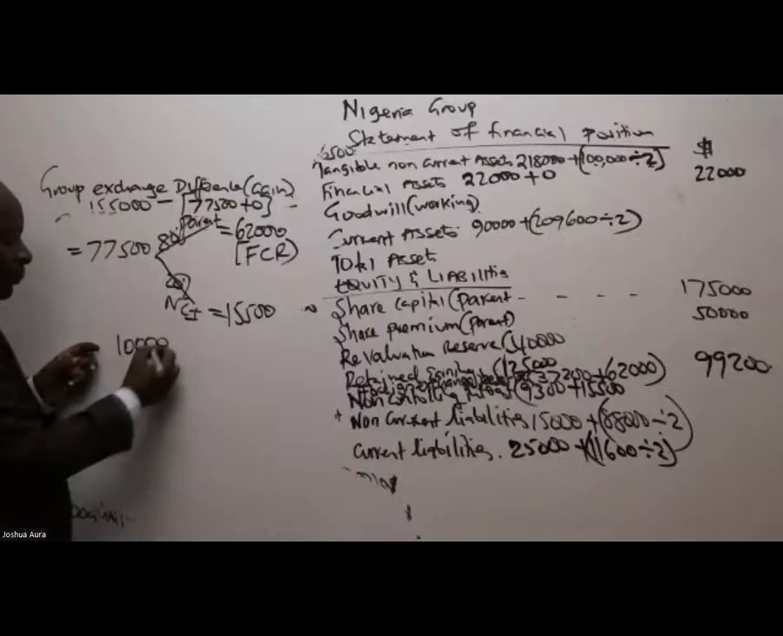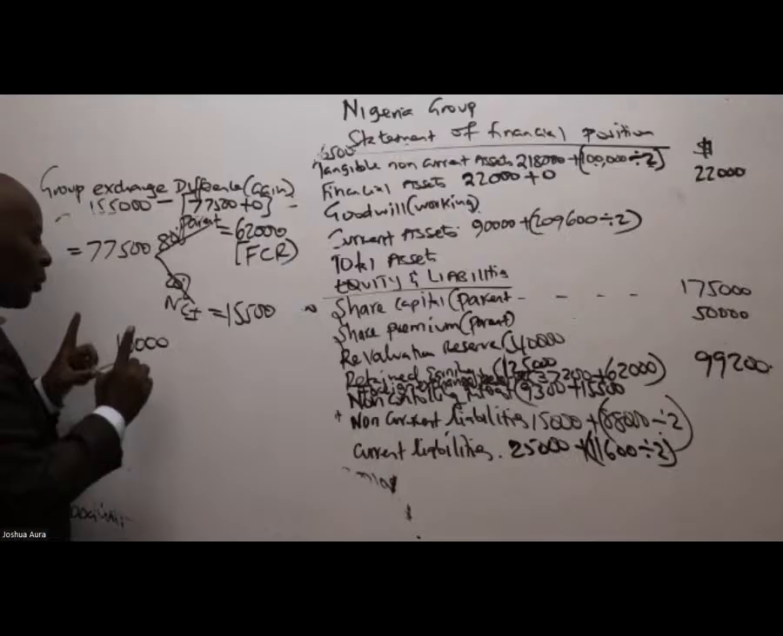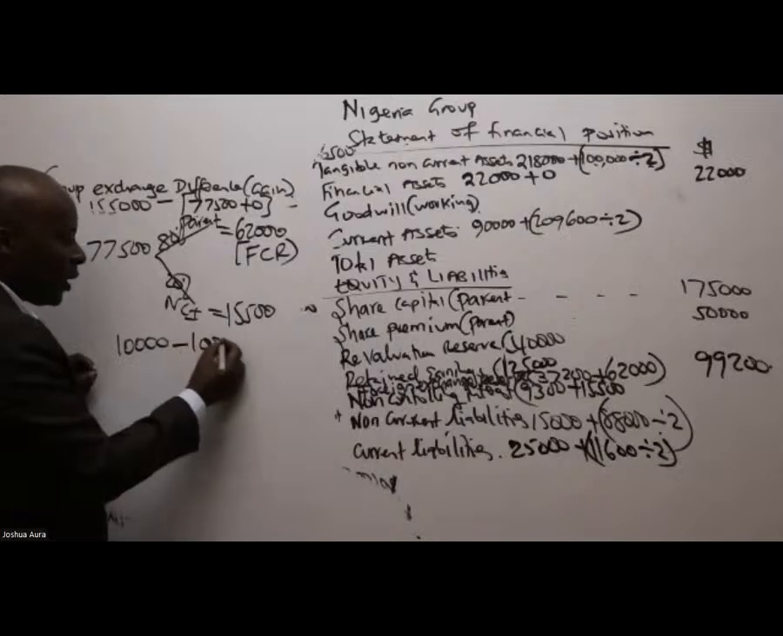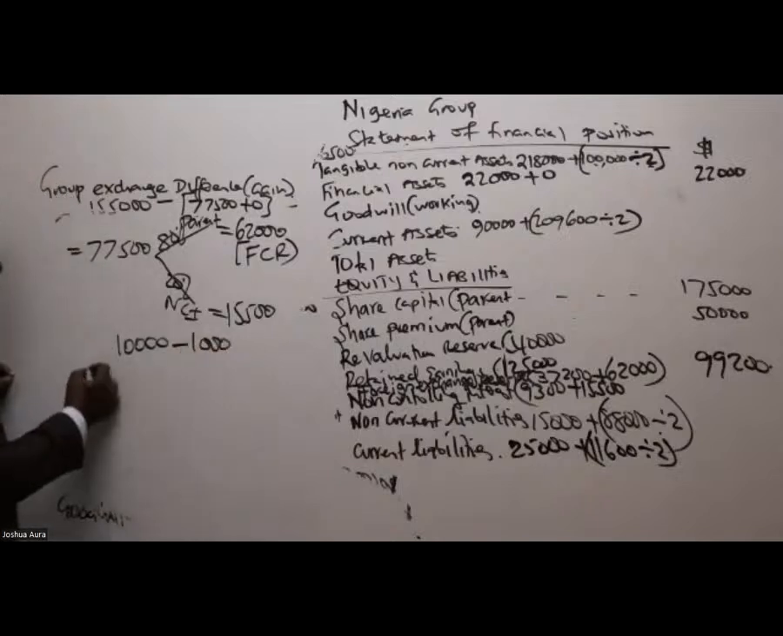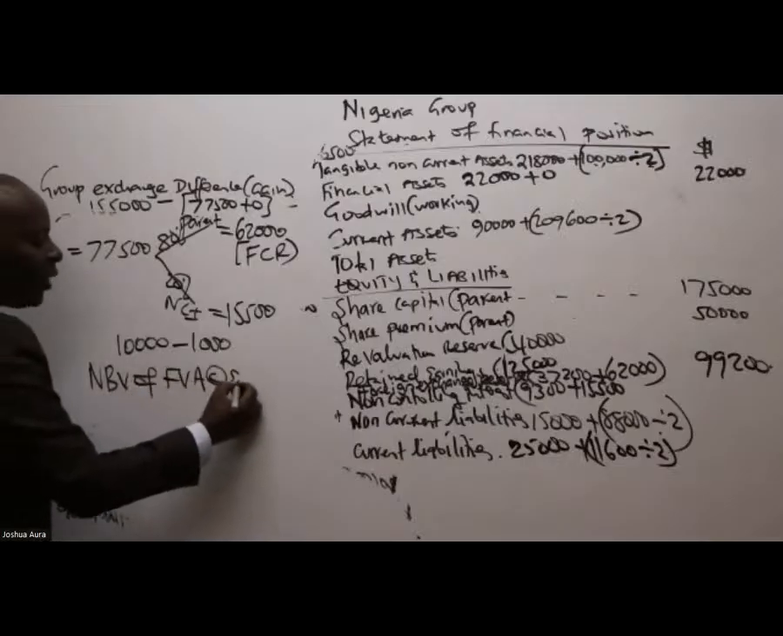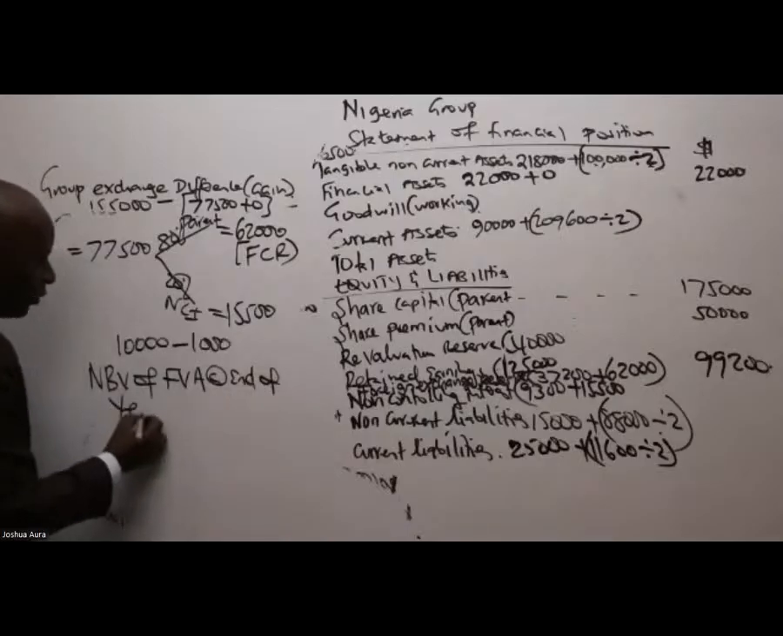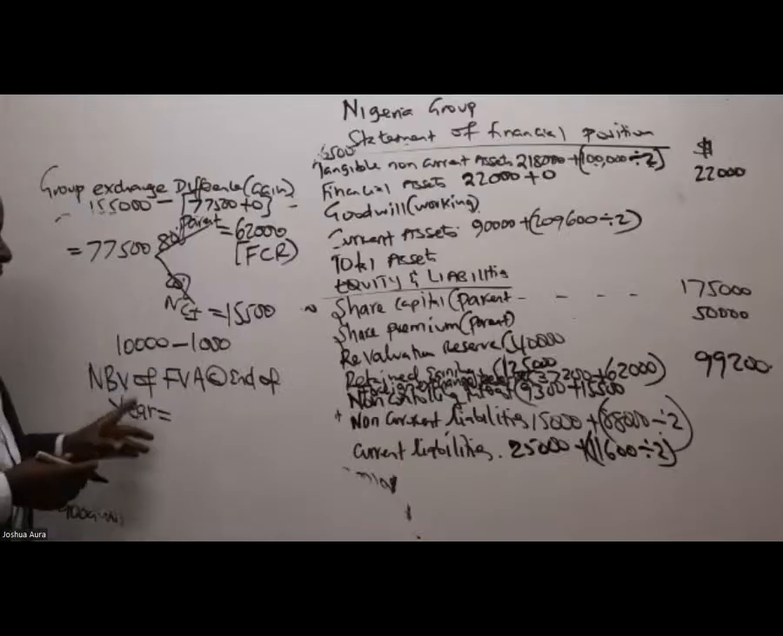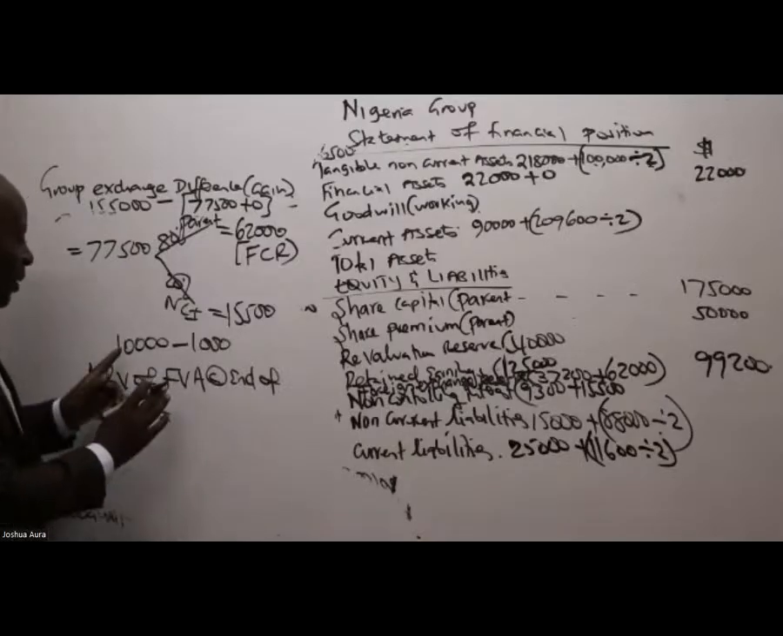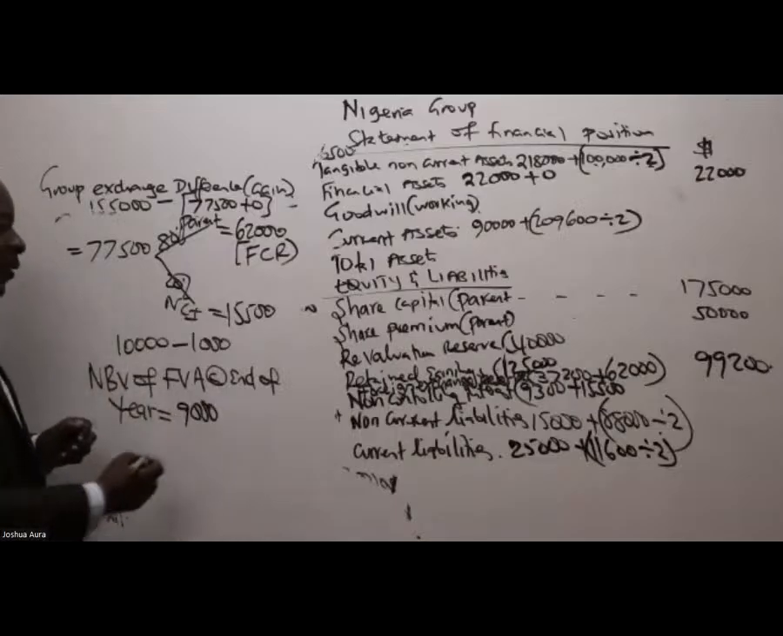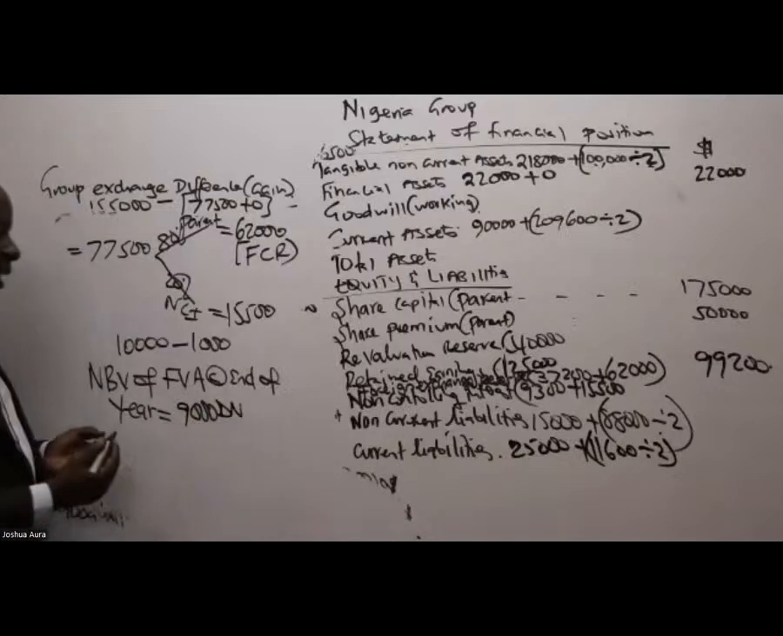Of 10,000, right? But remember that there was depreciation, over 1,000. So what is the net book value of this fair value adjustment at the end of the year? This will be 10,000 minus 1,000, which gives me how much here, somebody? 9,000, which is DN 9,000.